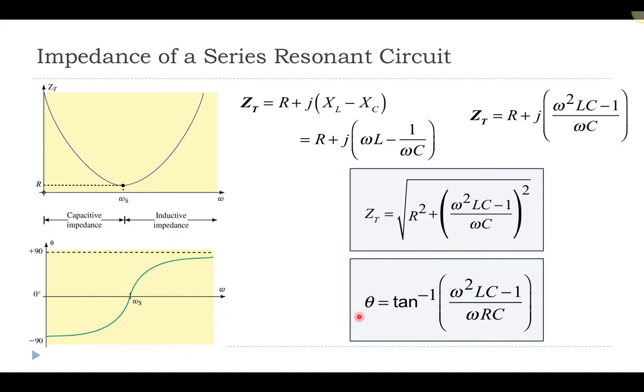But this expression for the phase angle is basically just using what we know about converting rectangular to polar. So we take the tangent inverse of the imaginary part divided by the real part, and that's how we get this component right here, and that's why that resistance is on the bottom, because we've taken that term and divided by the resistance.